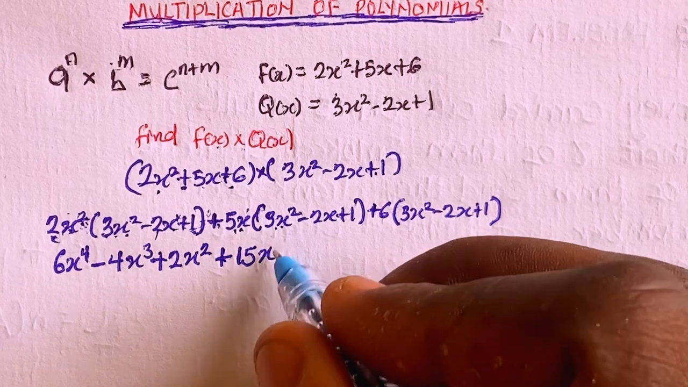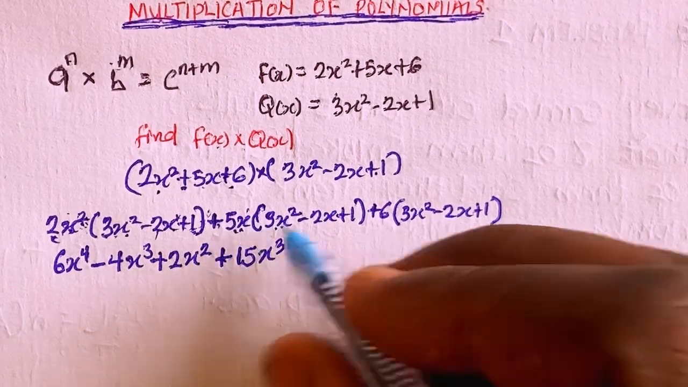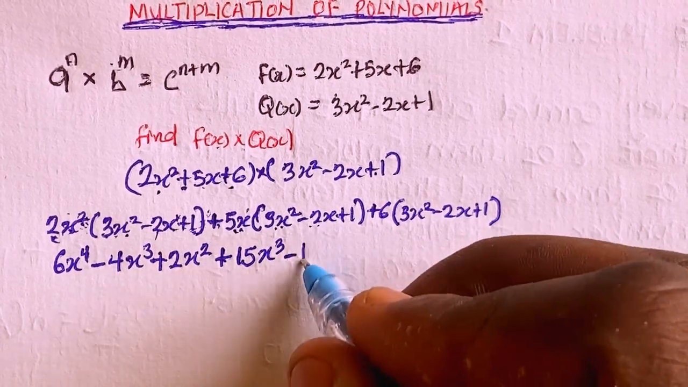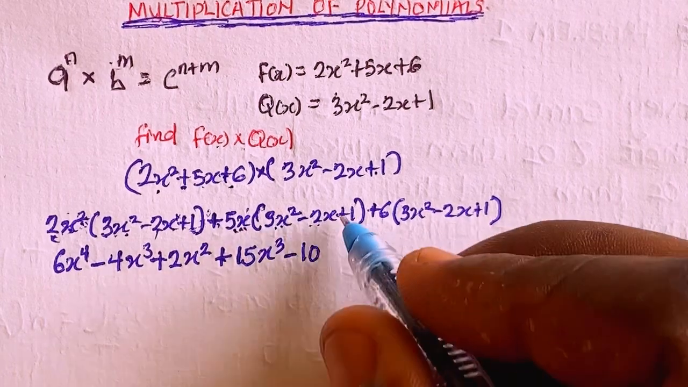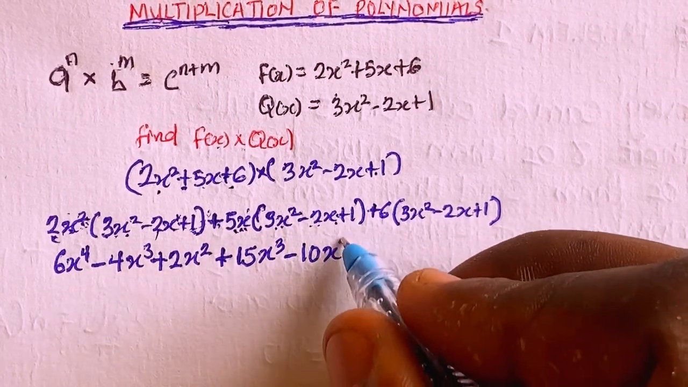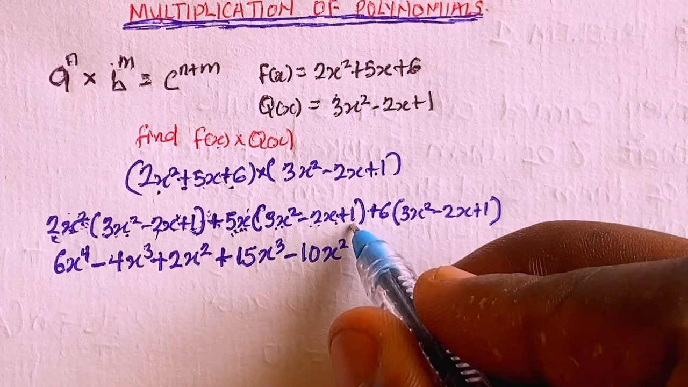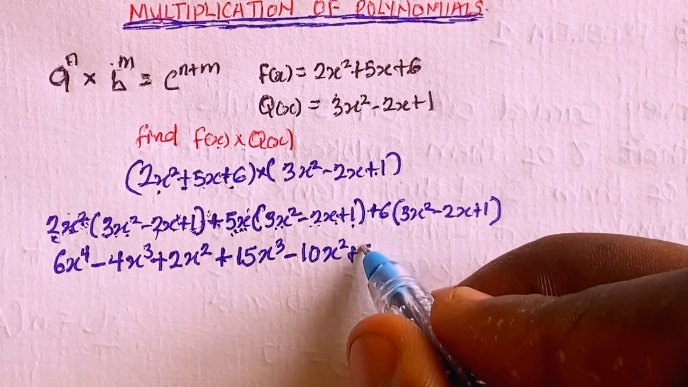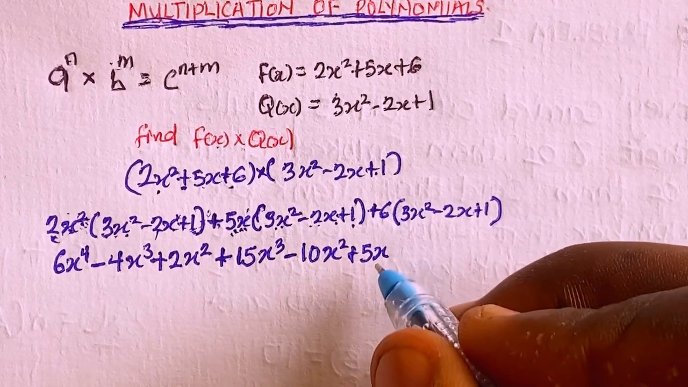x raised to the power of 3. Then after that, 5 multiplied by minus 2, that should give us minus 10. Right? x multiplied by x, that will be x squared. Then 5 multiplied by 1, that's plus 5. Then we are going to have x.